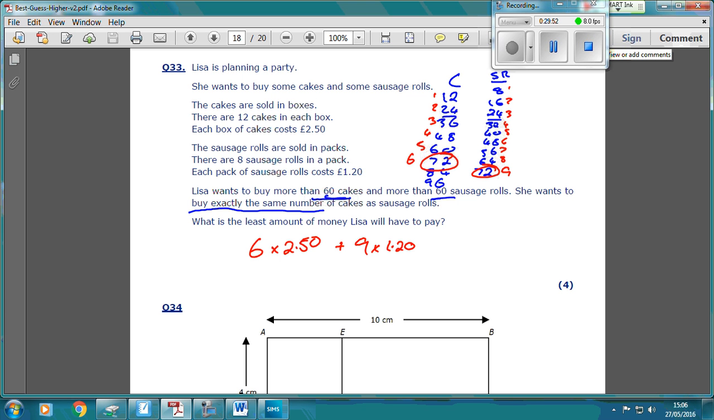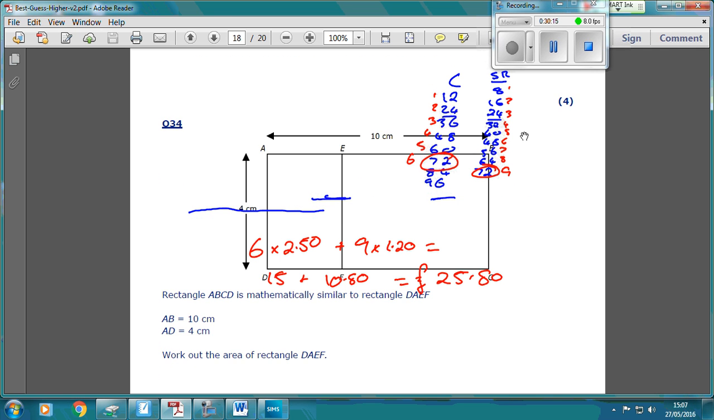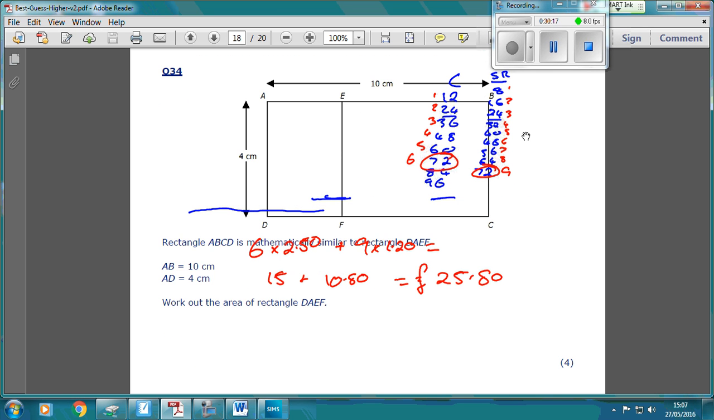So the total bill is going to be 6 lots of the £2.50 plus 9 lots of the £1.20. So just make sure I don't make any mistakes. 6 lots of £2.50 is going to be £15. 9 lots of £1.20 is going to be £10.80. So we add that together, so we end up getting £25.80. And that's that.